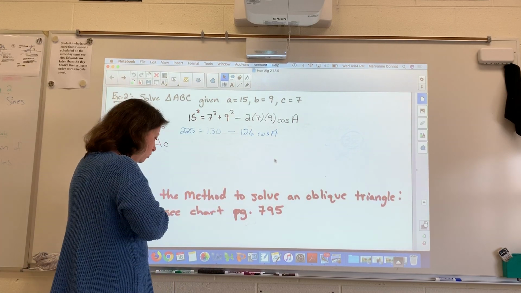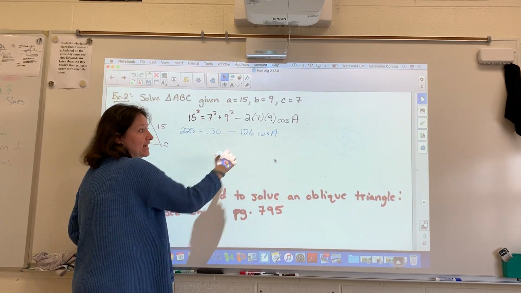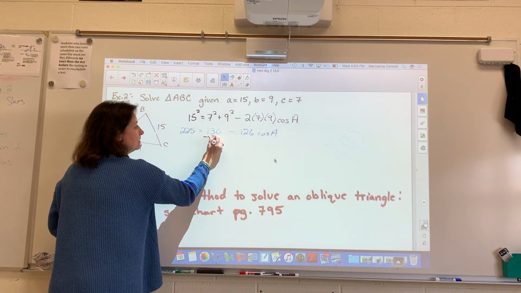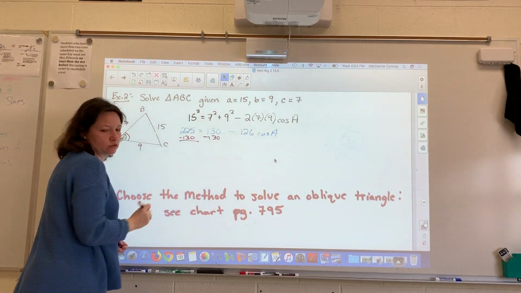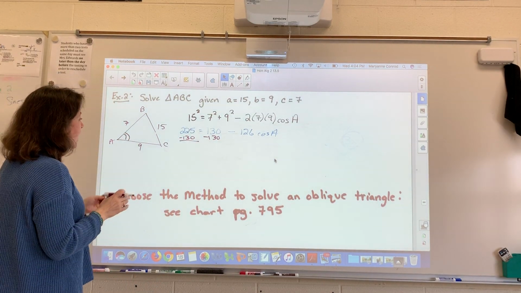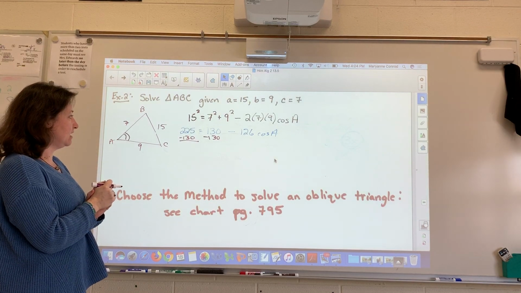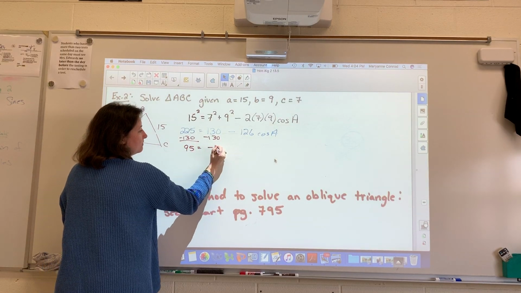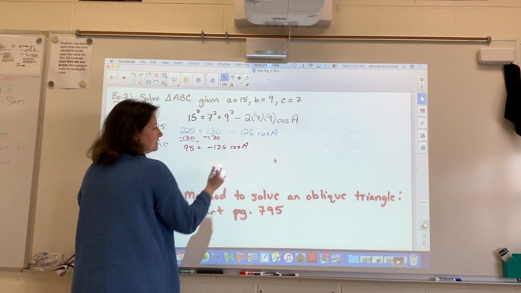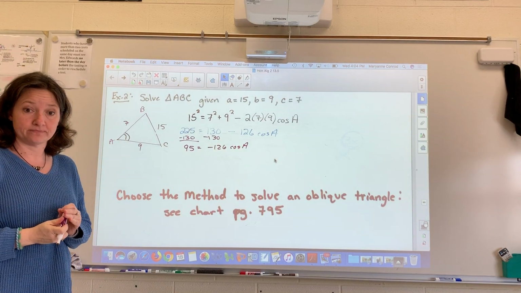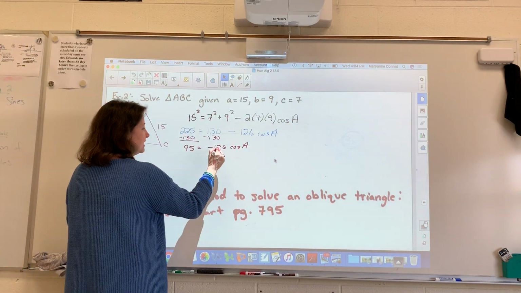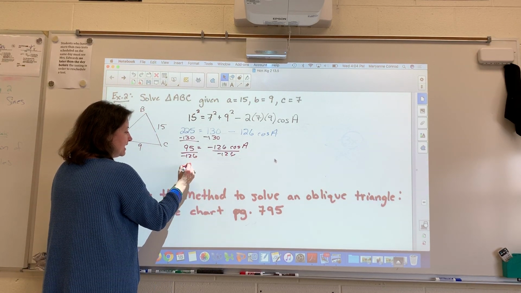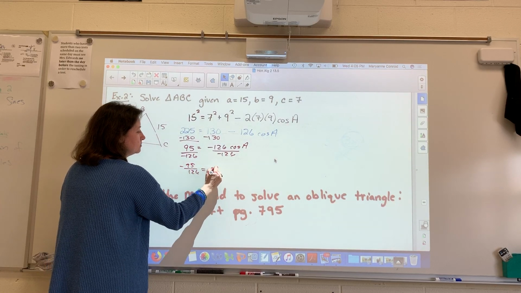So instead, we need to isolate the cosine A. So how would I isolate the cosine A? First thing I would do is move the 130. So 225 minus 130. So that gives me, I'm doing all this math in my head, is that 95? So that gives me 95 equals negative 126 cosine A. Then what would I do to isolate the cosine? I would divide by the negative 126. And so we end up with negative 95 over 126 equals cosine A.